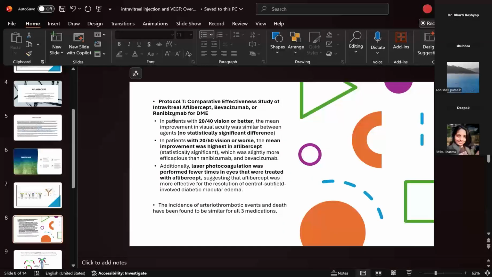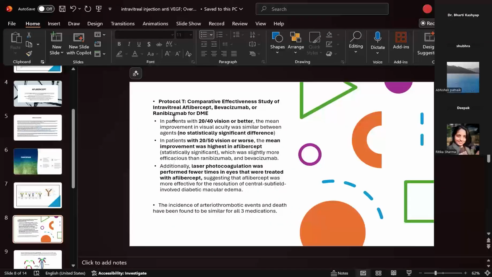the mean improvement in visual acuity was similar. Either you go with bevacizumab or ranibizumab or aflibercept. All three were equal. But in those who had vision of 20/50 or worse, the mean improvement was found to be highest with aflibercept, which was slightly more efficacious than ranibizumab and bevacizumab.